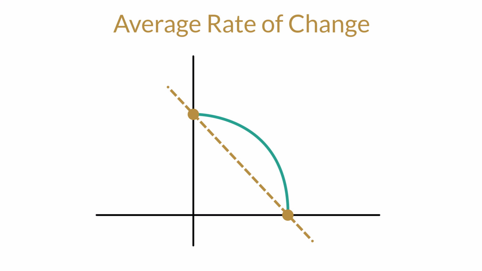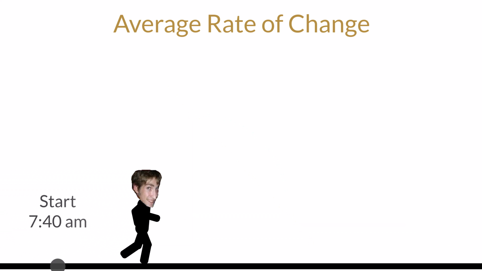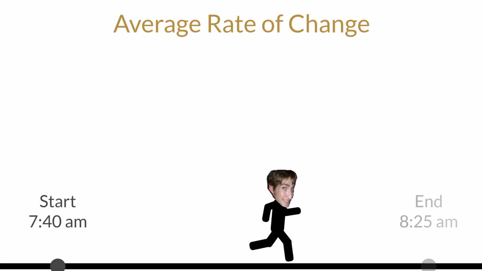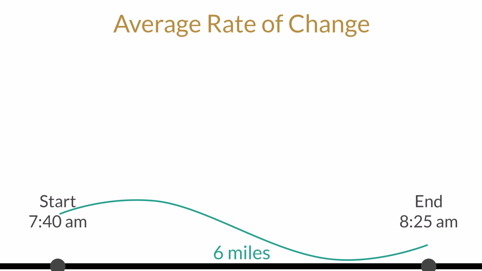Let's think about a real-life situation. Let's say I want to go for a run. I get started at 7:40 a.m. and at 8:25 a.m., I finish my workout having completed 6 miles. If I had a speedometer, like a car, I could at any one instant tell you how fast I was running. However, I am not a car, so I can only calculate my average speed over this section of my run.